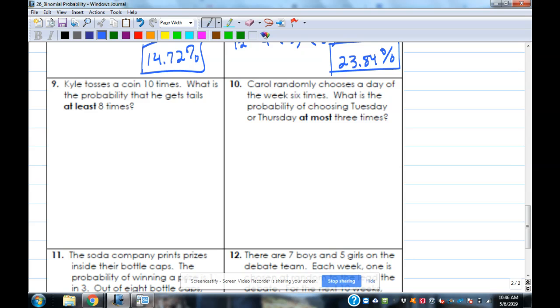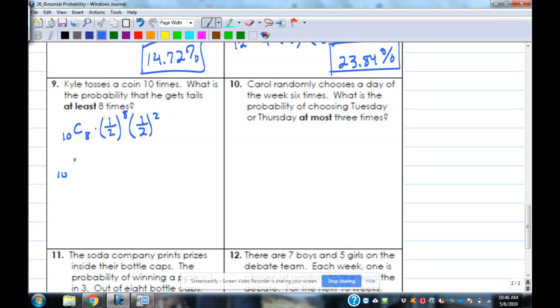Could be all 3 of those, and it still be a success. So when we're dealing with this one, we've got to find the probability of meeting the at least, which is 8. So that would be 10 combination 8. The probability of tossing the coin and getting tails, the success, would be 1/2 to the 8th power. Failure would be 1/2 to the 2nd power.